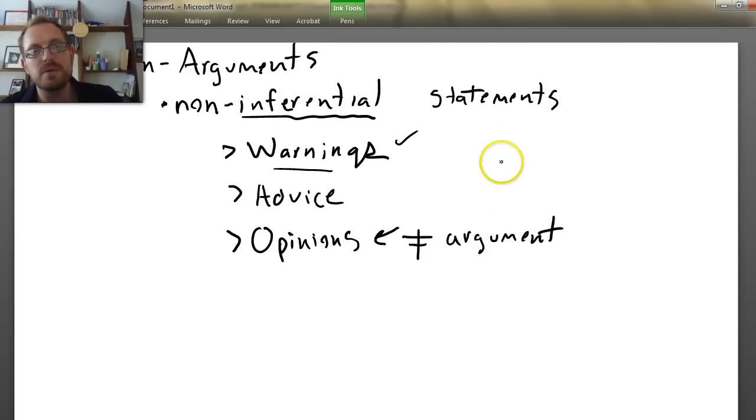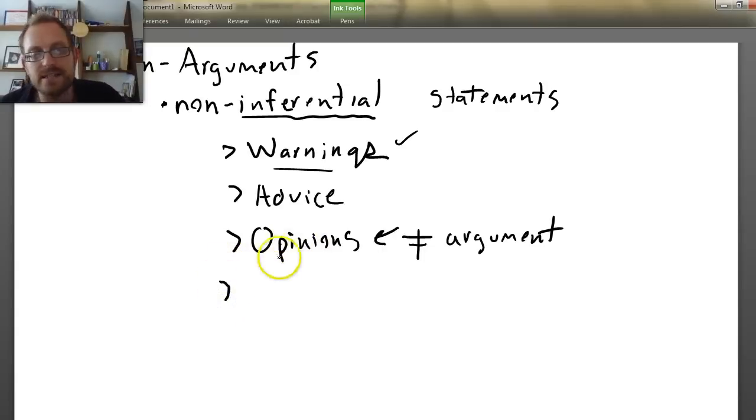A lot of times, especially with new students in an introduction to philosophy course, they'll tell me what their opinions are, but they don't give me arguments. For instance, they'll say, I believe God exists, and that's it, right? That's not an argument. Think of an argument as a way of proving, convincing others to agree with you about what you believe. So an opinion is not an argument, okay?